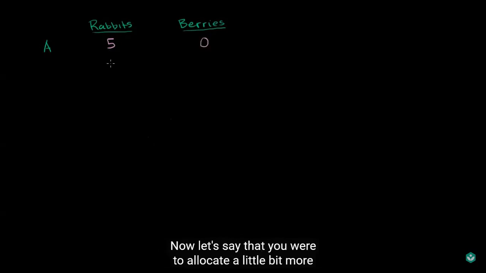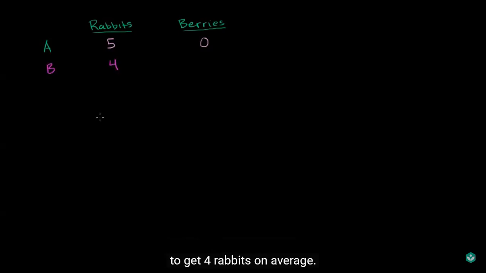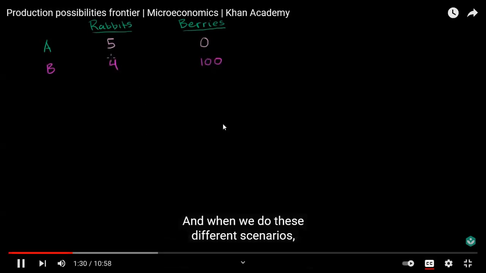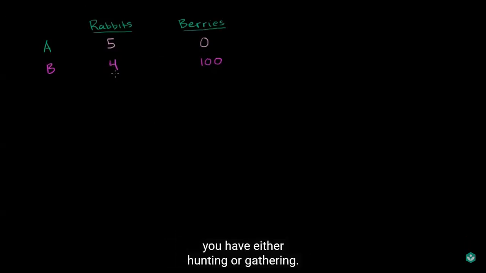Now let's say you were to allocate a little bit more time to get berries and a little bit less time to get rabbits. We'll call that scenario B, the reality where you have enough time to get 4 rabbits on average. And when you do that, all of a sudden you're able to get 100 berries. When we do these different scenarios, we're assuming that everything else is equal. You're not changing the amount of sleep, your techniques for hunting rabbits or gathering berries, or somehow looking to do other things with your time. So all other things are equal.